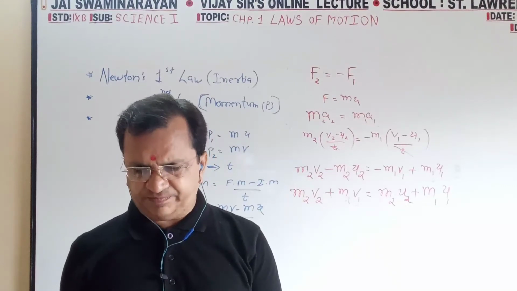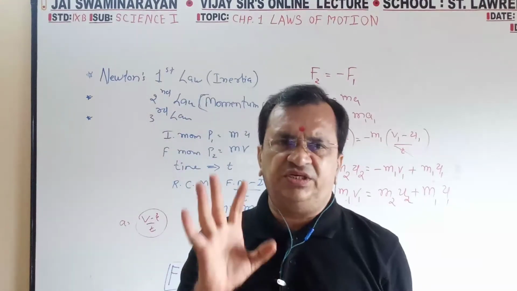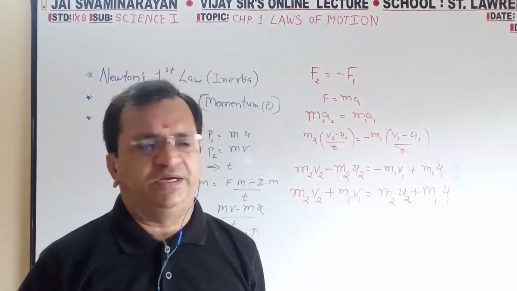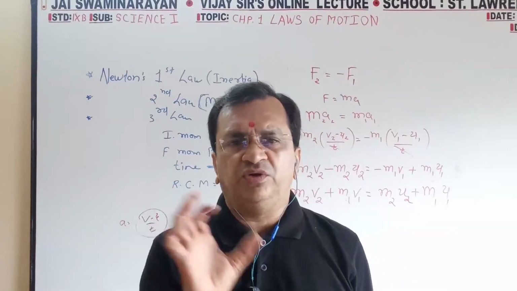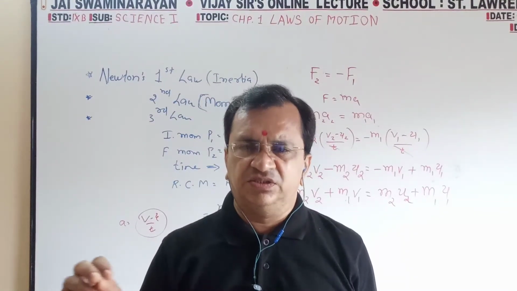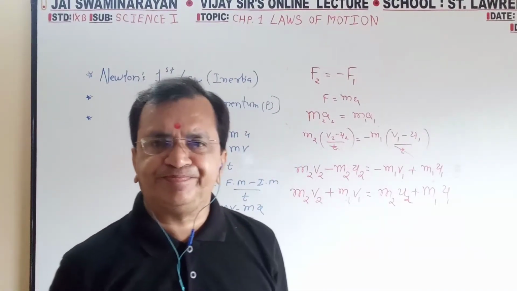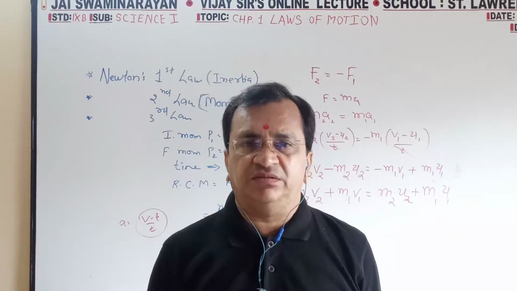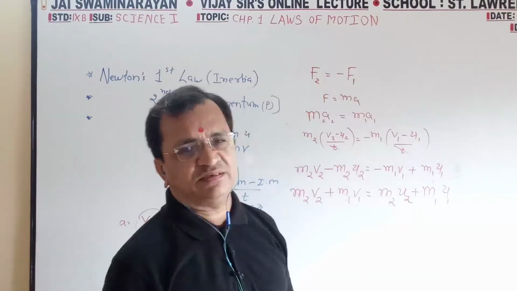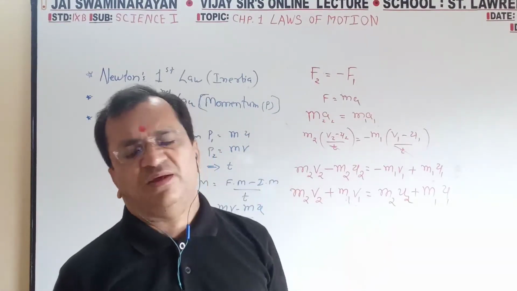This is an example of the law of conservation of momentum. The exact definition for this third law is: when two bodies collide with each other, the total momentum before collision is exactly equal to the total momentum after collision. Then, to every action there is a reaction in the opposite direction. Whatever force is applied, that object also applies a force in the opposite direction. That is why it is negative.